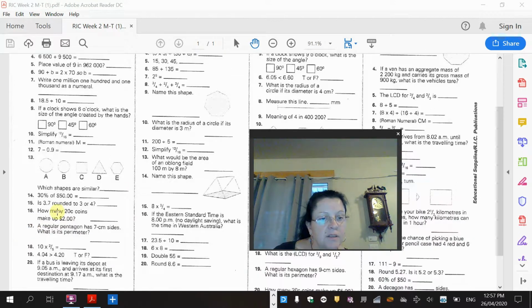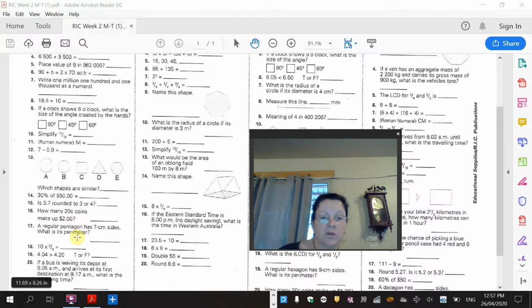Is 3.7 rounded to 3 or 4? Well, as we know, there's 10 parts to a decimal on the tenth column to make it a whole. So that's gone over, isn't it? So we can round that up to 4. How many 20-cent coins make up $2? Well, how many 20-cent coins do you have in $1? 20, 40, 60, 80, $1. So we double that because there's $2.